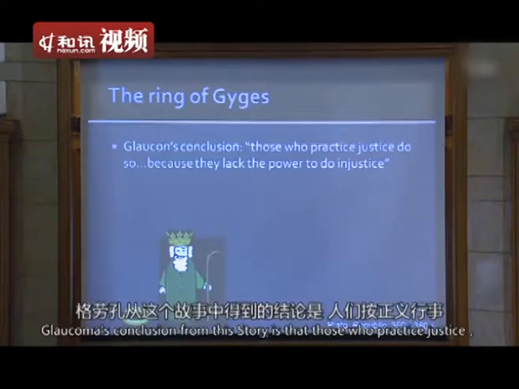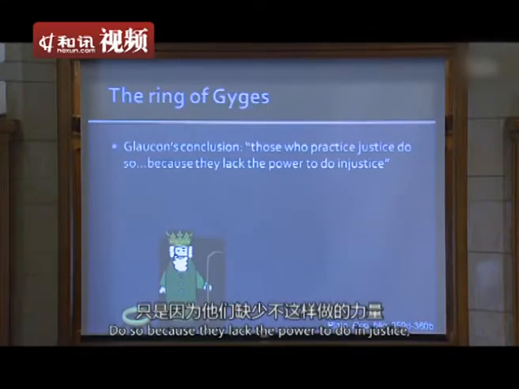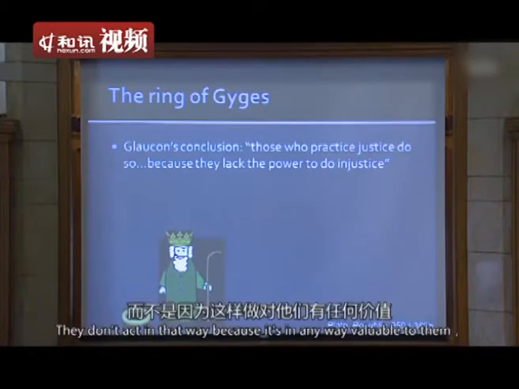Glaucon's conclusion from this story is that those who practice justice, those who act in conformity with the moral code of their society, do so because they lack the power to do injustice. They act in that way because they fear the punishment of society. They don't act in that way because it's in any way valuable to them.